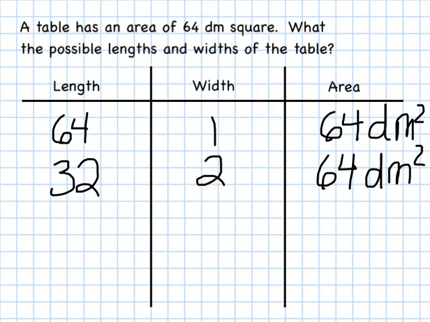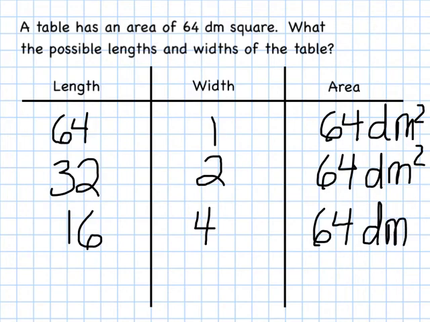Let's keep going. So I know that I can take 4 and multiply it by 16, and I would also get 64 decimeters square. Okay. Now, that means that the length is 16, the width is 4. As we keep going, we're getting a table that's less and less narrow, but still, the length is quite a bit larger than the width.